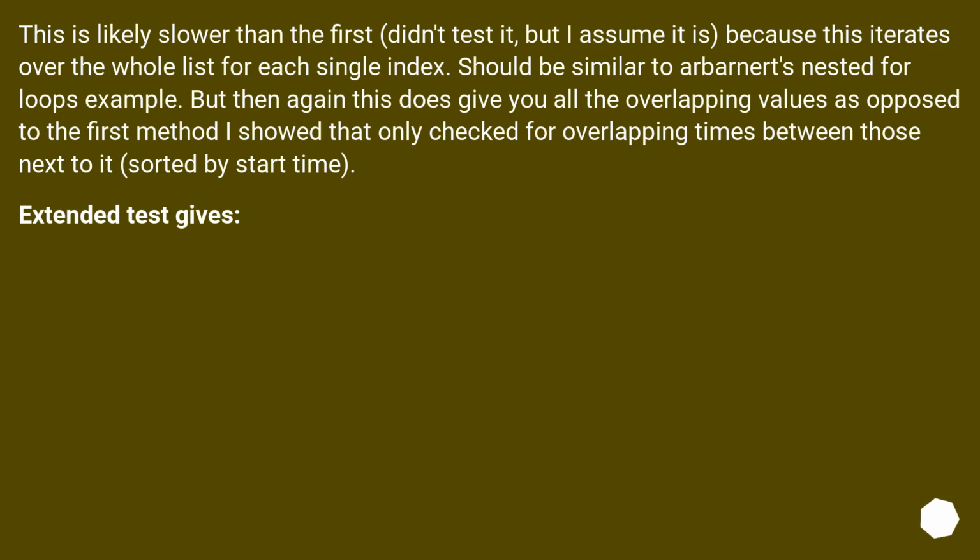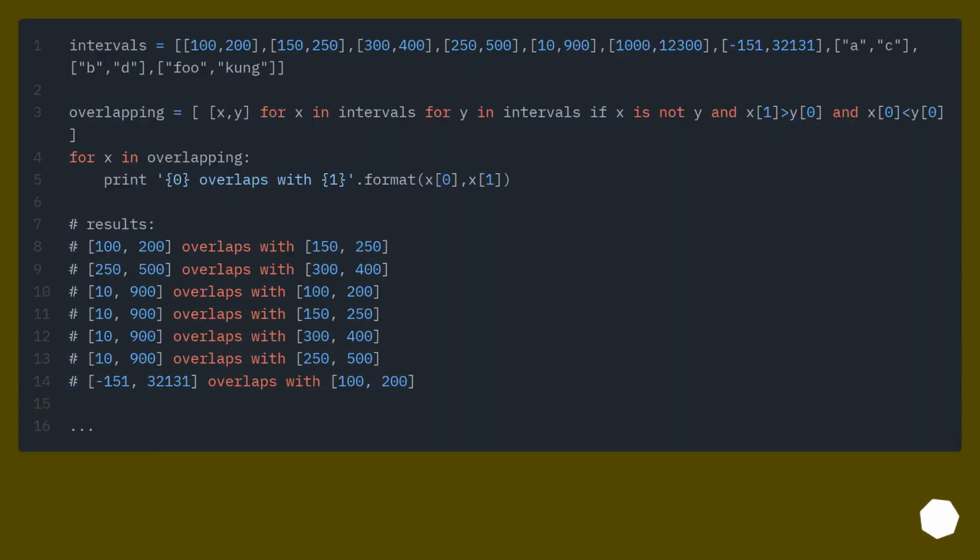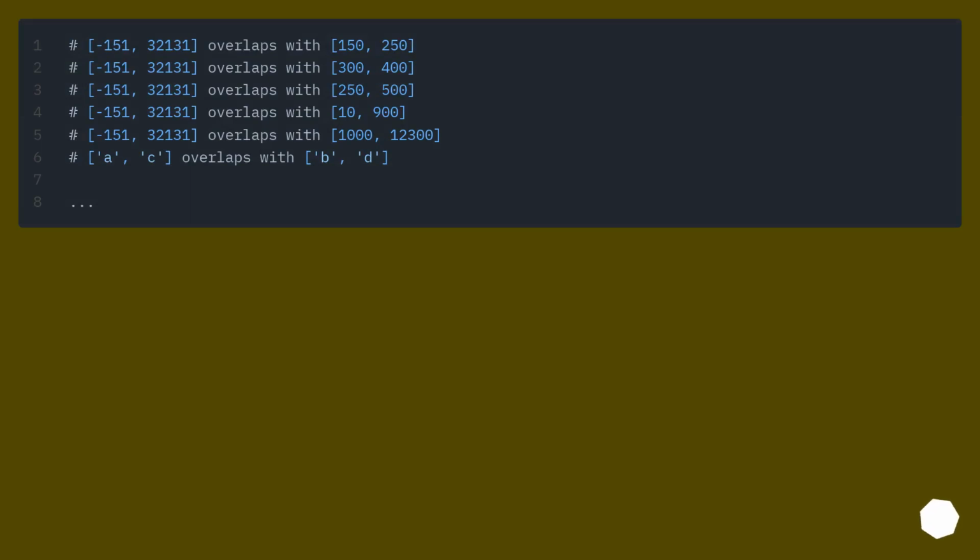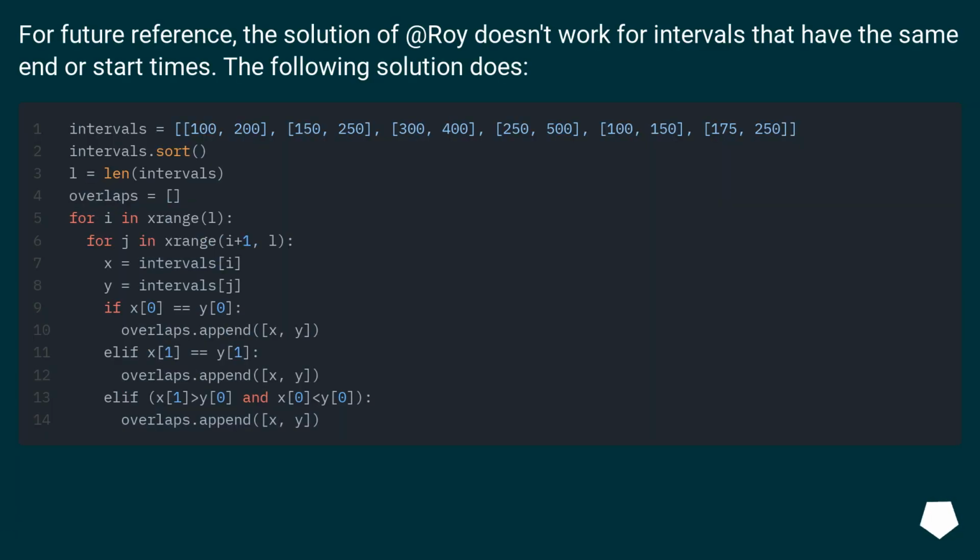Extended test gives. For future reference, the solution at ROI doesn't work for intervals that have the same end or start times. The following solution does.